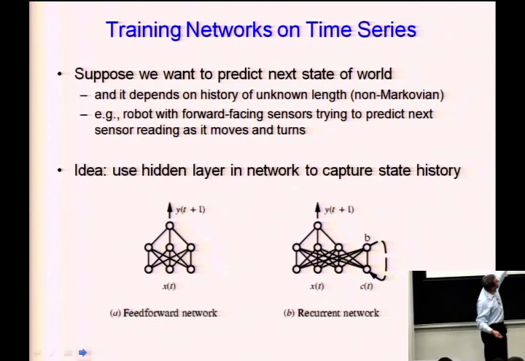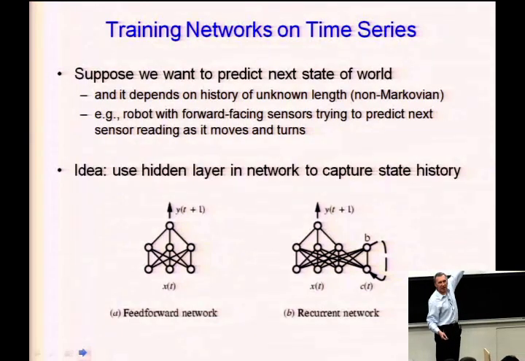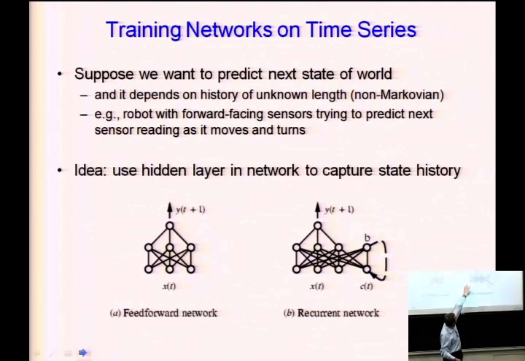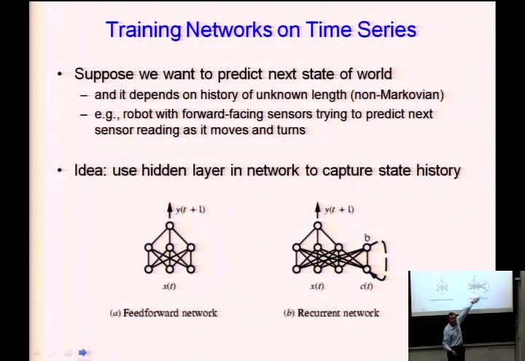But if instead we use this slightly different network architecture, we can essentially represent the past. So here's how this works. At time t, we input, again, the same inputs we were going to input before. But in addition, we take the value of this unit at time t minus 1, and we just copy it back and make that an input at time t.